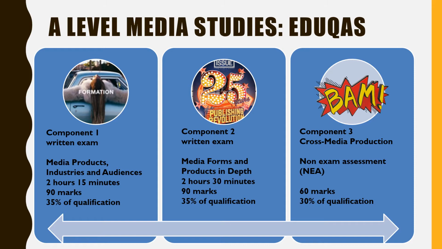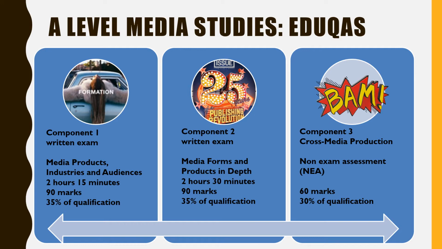We call them components. So we have component 1, which is in fact an examination paper, so paper 1, and that focuses on media products, industries and audiences. And there's quite a few texts that you will need to know to help you with that, but we'll look at those in a moment. It's a 2-hour, 15-minute exam, and it's worth 90 marks, and that's 35% of your whole qualification.